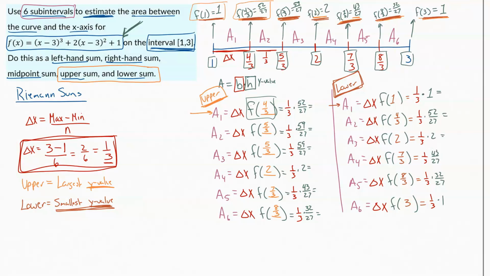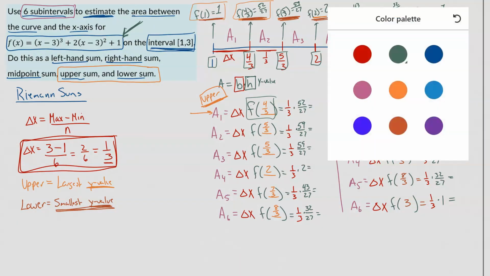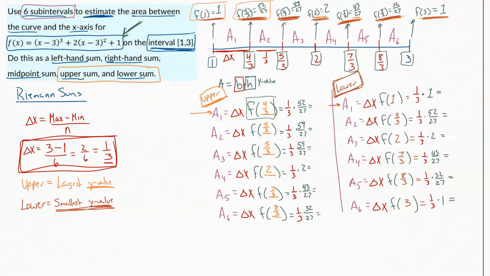And so now, again, we just come back through and we multiply all these together. So out of here, we're going to end up getting 1/3 times 52 over 27 is going to get us 52 over 81. 1/3 times 59 over 27 gets us 59 over 81. It's the same thing here, another 59 over 81. 2 times 1/3 gets you 2/3. Then we end up with 43 over 81 and 32 over 81. Those are all of the areas of our little subsections there.